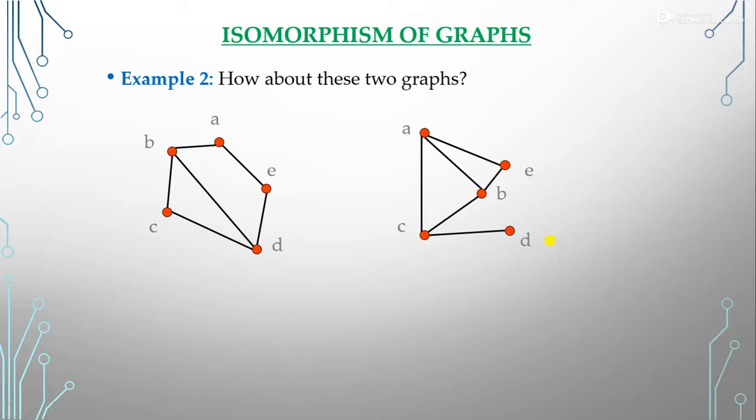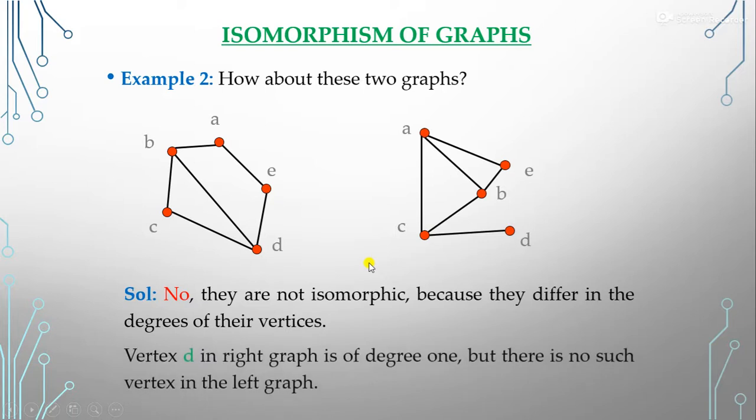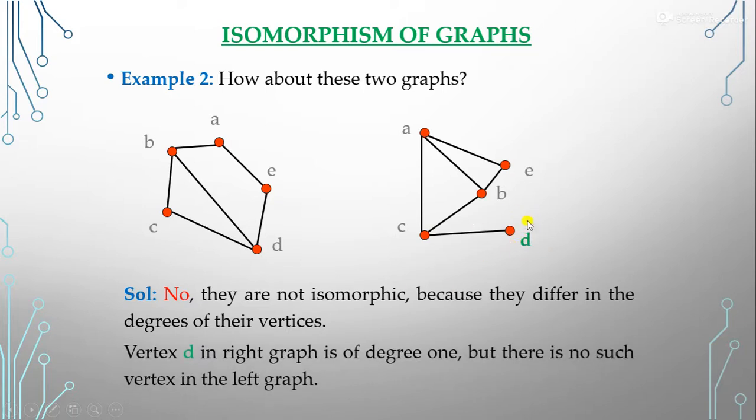Now come to the degree. When you check the degree, you see that here you have a vertex of degree 1, but in this graph no vertex has degree 1. So clearly you can say that these two graphs are not isomorphic, right? Because here the degrees are different, and you can see that the vertex D has degree 1, but in the left graph we have no vertex which has degree 1. So there is a difference in the degrees of the vertices. So we can say that these graphs are not isomorphic.